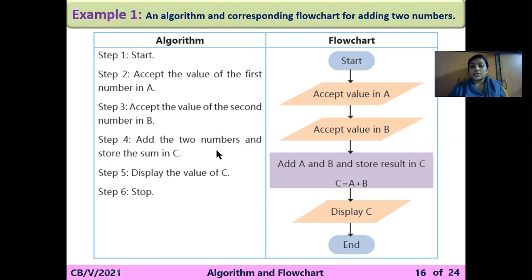Then for this sum we have to do one process, that is C equals A plus B. So it will come in the rectangle. वो rectangle में आएगा. Then display C means you have to print C. You can directly write print C, no need to write display the value of C. Whenever you write print C, it is an output. वो user को दिखेगा, right?